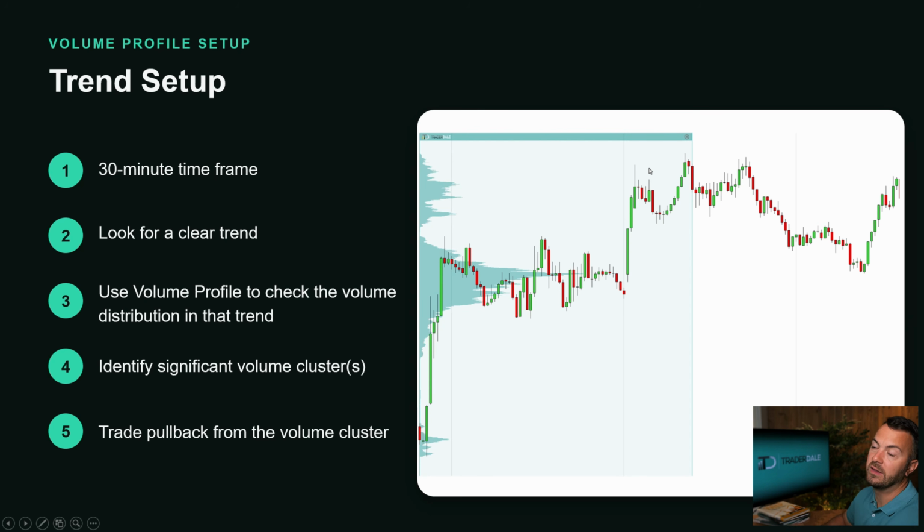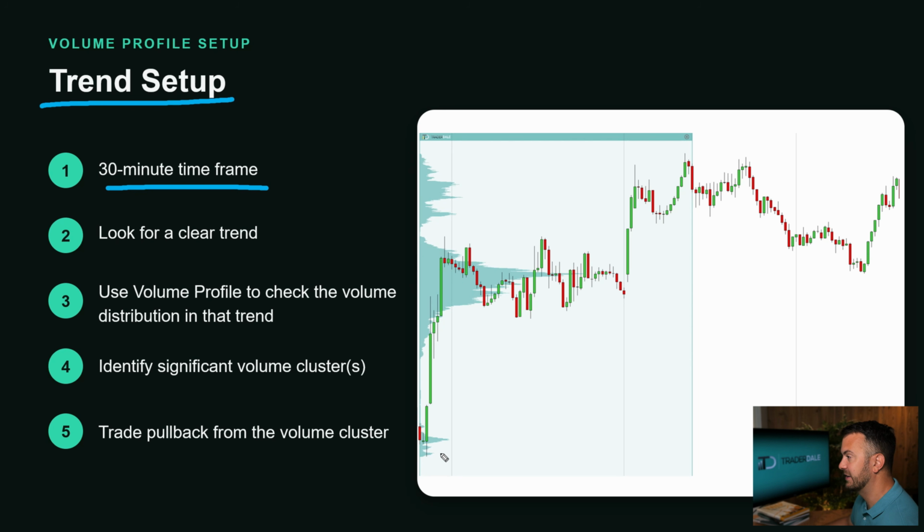Now, what I want to do is I want to teach you one setup. I would say my most favorite setup, and you'll be able to see it on the charts quite often. The setup is called the trend setup. I call it the trend setup because you trade it when there's a trend. So step number one, you need to be on a 30-minute time frame, right? Then you want to look for a significant trend like this one, right? This is a strong uptrend.